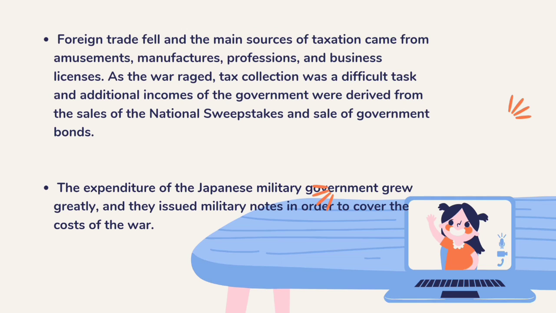As the war raged, tax collection was a difficult task and additional income of the government was derived from the sales of the national sweepstakes and sales of government bonds. The expenditure of the Japanese military government grew greatly and they issued military notes in order to cover the cost of the war.